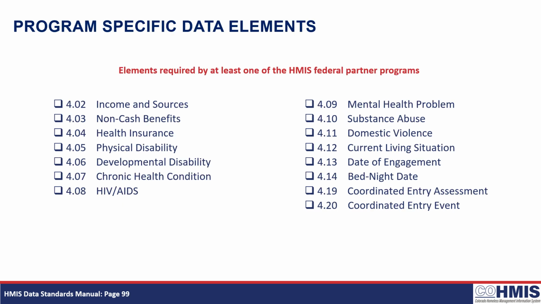In addition to the universal data elements, we'll also talk about the program-specific data elements, which are required by at least one of the federal partner programs. So the items you see listed on your screen might not apply to your program, but by and large, most projects do track how much income does the client make? Do they have any non-cash benefits or health insurance? Do they have any of these specific disabilities? Or have they experienced domestic violence? We'll get into each of these items a little bit later in the presentation, but again, these are things that are required by at least one of the federal partner programs.